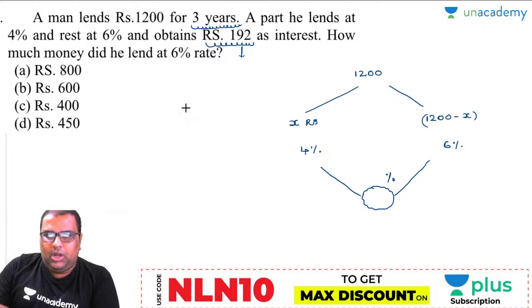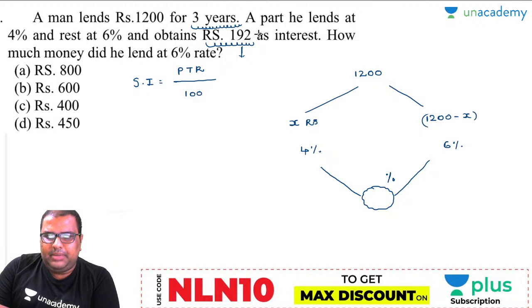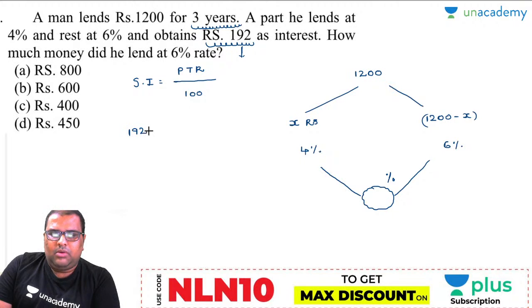Now see here, you already know simple interest is equal to this, everybody knows, right? I don't need to explain again, right? Principal into time period into rate of interest divided by 100. Now look, your simple interest on the whole you have obtained is 192 rupees. What is the whole principal that you have invested? 1200 rupees. Time period how many years? Is it 3 years? Yes. And this is what you have to find out, R divided by 100.